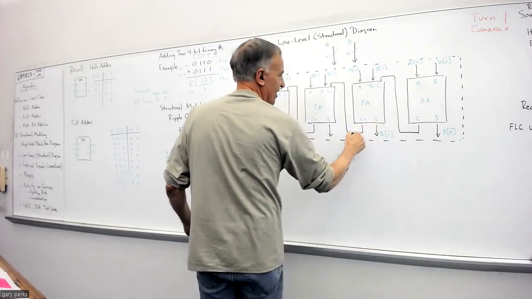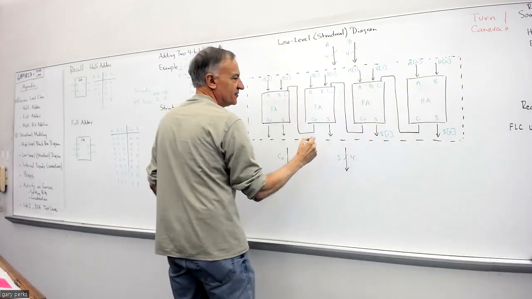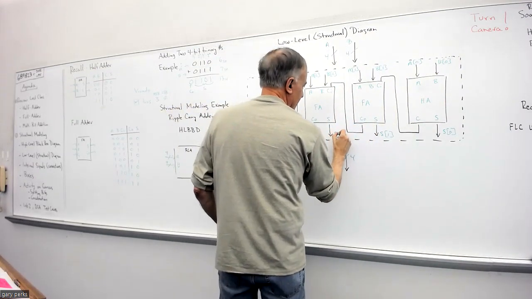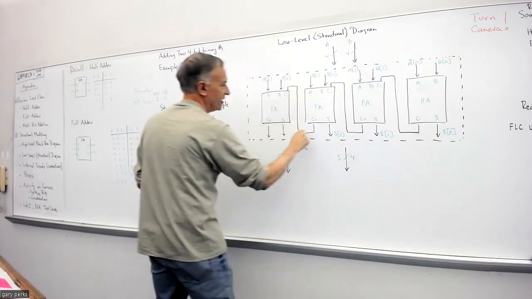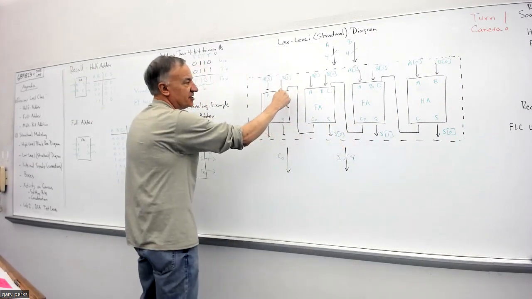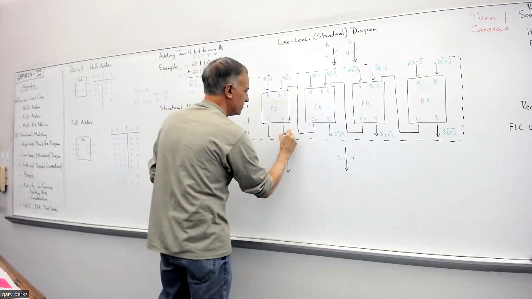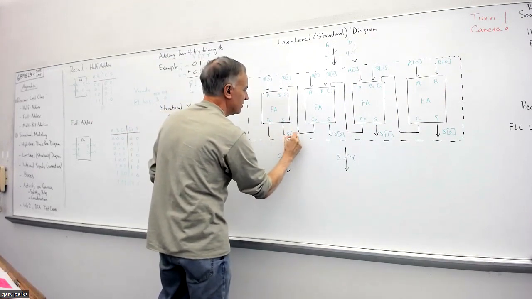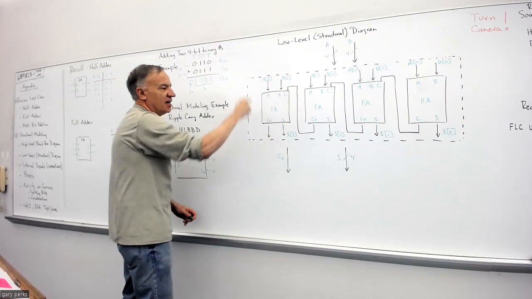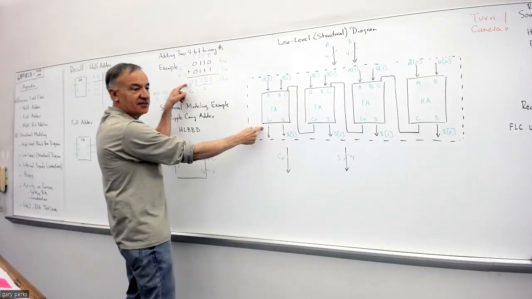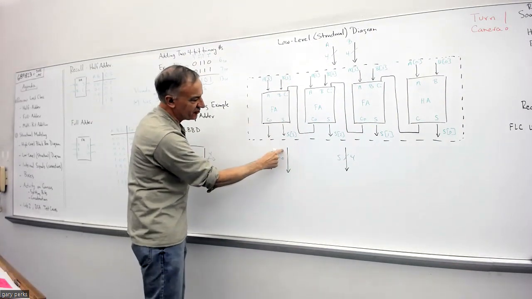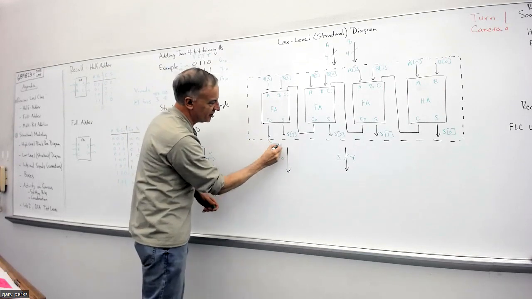And again, see the carry out of that full adder goes to the carry in of the next full adder. This would be S2. Carry out of this full adder goes to the carry in of this full adder. This would be S3. And then this is the carry out of our result. That would just connect directly to this. See, this would just go right to there.